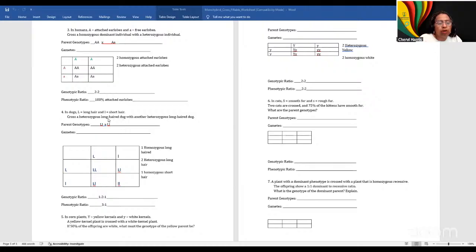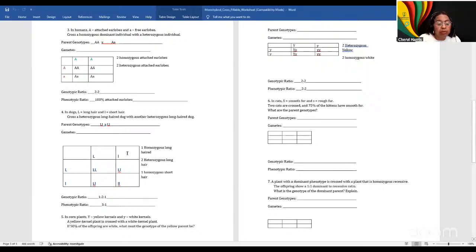Heterozygous long-haired dog means that the alleles are not the same. So you have one dominant, one recessive, and they're being crossed with another dog that is long hair, but also heterozygous. So both of them are capital L, lowercase l. And you write the little X in the middle that represents, this is who we are crossing. Gametes, we separate them and put them in the boxes at the top and the bottom, and then we fill in the boxes.